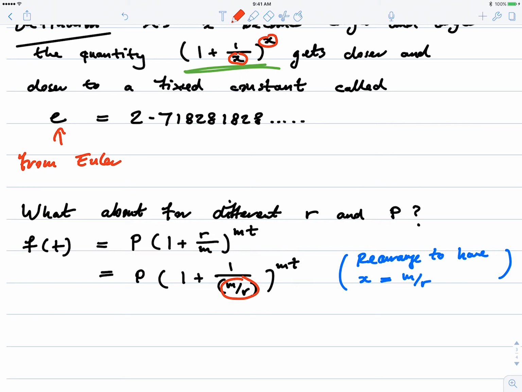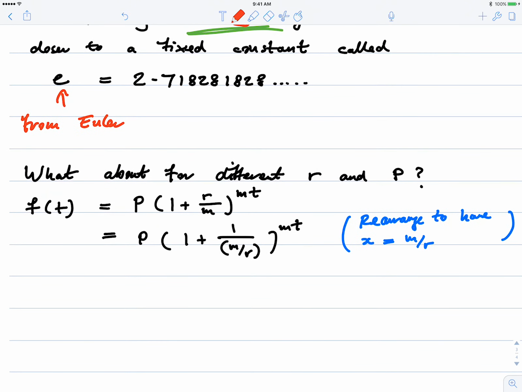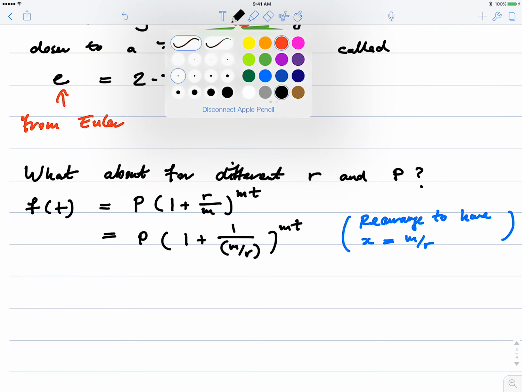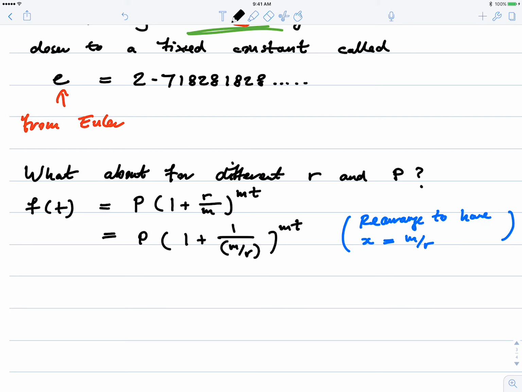This is a bit of a dirty trick, but bear with me. I want to have an m over r in the exponent. So what I could do is divide through by r and multiply through by r simultaneously. It's like doing nothing, like multiplying by 1, but it'll allow me to rewrite in a slightly different format. So I'm going to do 1 plus 1 over m divided by r, and then m divided by r here times rt.